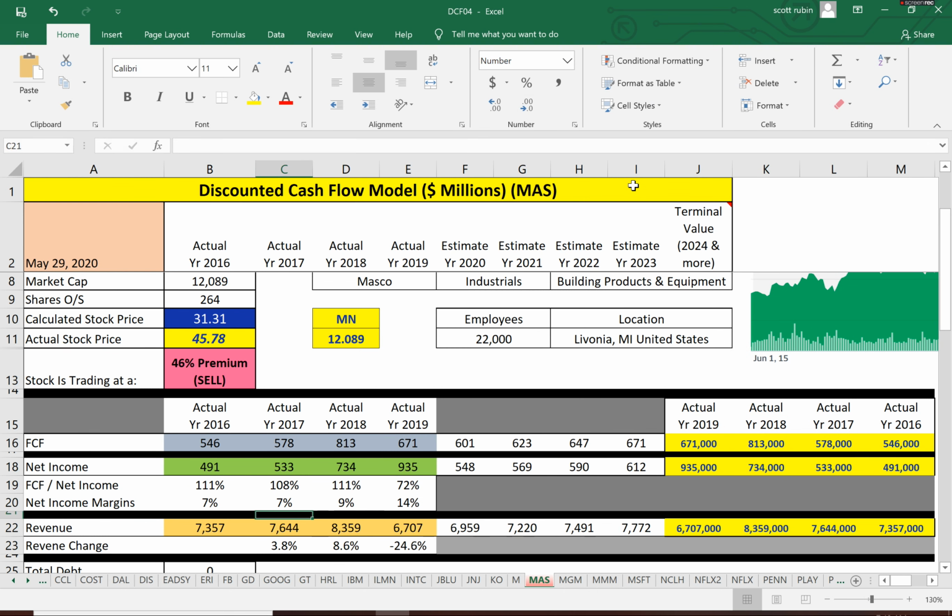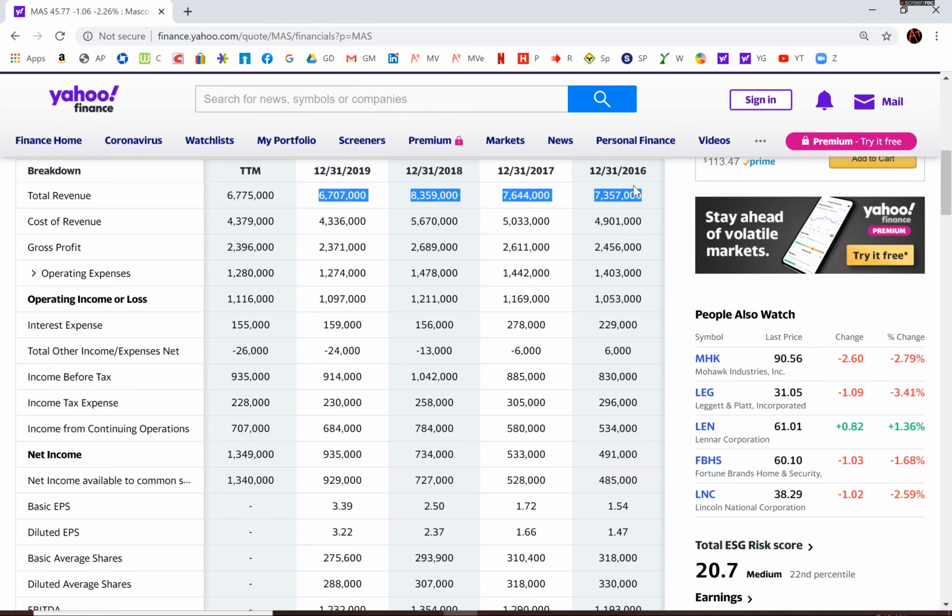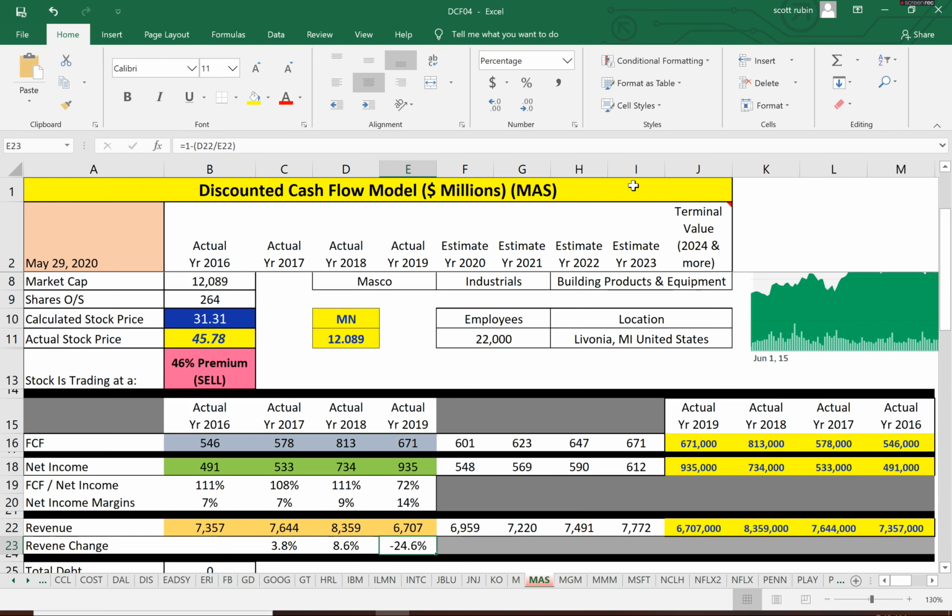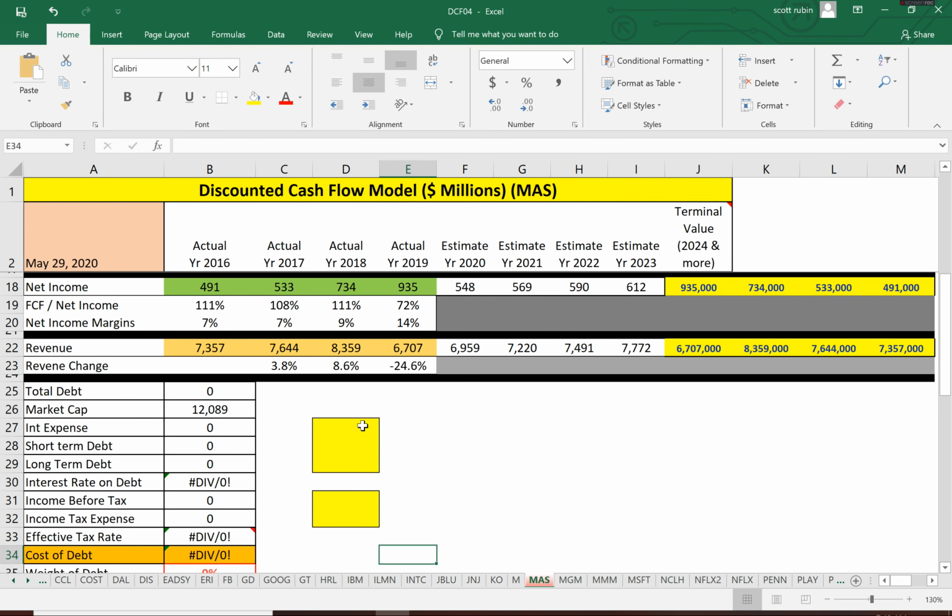And you should always look at your numbers, even if you're using a model. Don't just let the model do all the work. Look at the inputs. See if you see any patterns. It's a little concerning. 2019 revenue is a lot lower than the prior years. But let's keep moving forward.